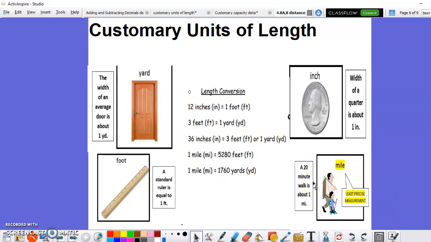So miles we use when we're measuring longer distances, like how far it is from your school to your house, or how far it is from Fort Worth to Dallas, things like that. When you're driving, you would think of miles. When you think of yards, you think about a football field. Inches are used to measure smaller things. And feet, you would measure your height in feet and inches.